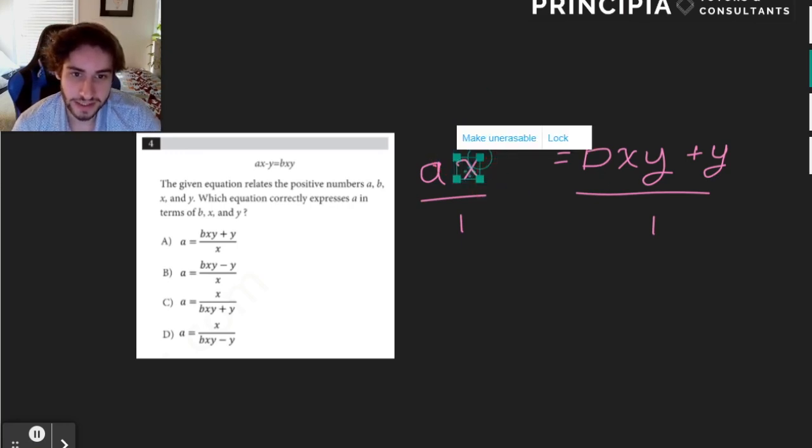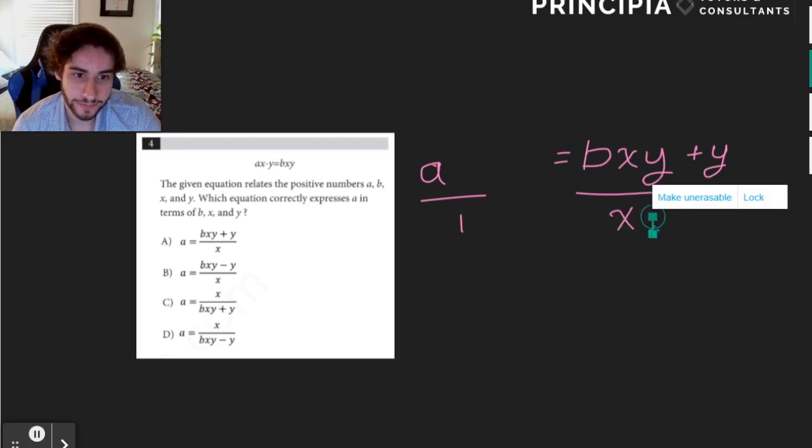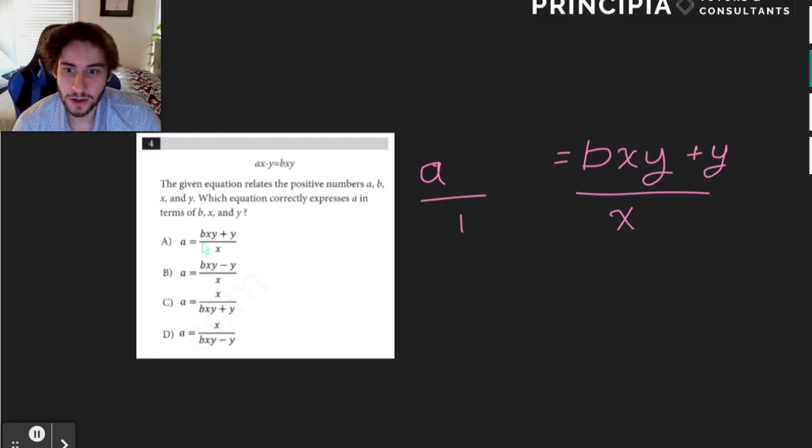And so we're going to take this x, pick it up, drag it over here. I'm just going to delete that 1. And we get a is equal to bxy plus y over x, which is answer choice A. Again, pretty fast. It was slower because I was explaining it.